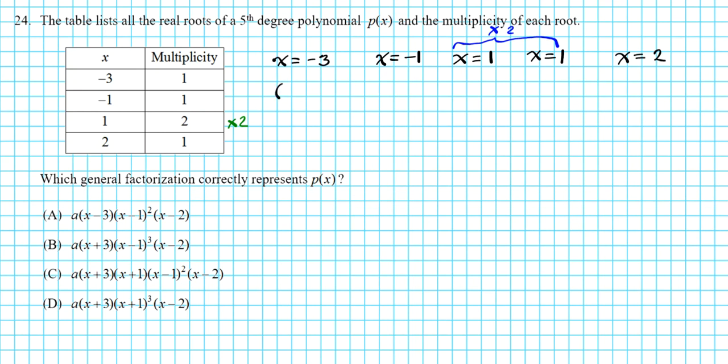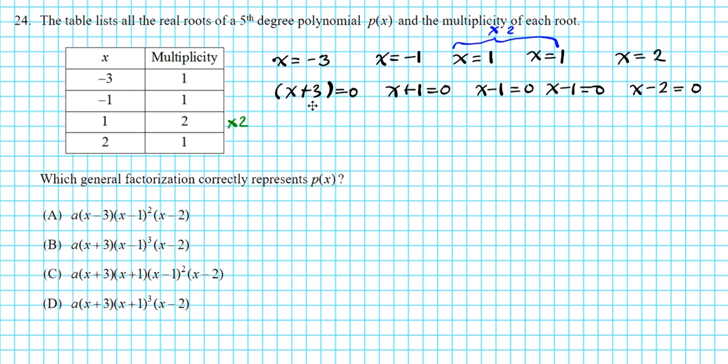So you add 3 to both sides here. X plus 3 equals 0. This one you add 1 to both sides. They'll set it equal to 0. This you subtract 1 from both sides. You do that again. And then this one you subtract 2 from both sides.